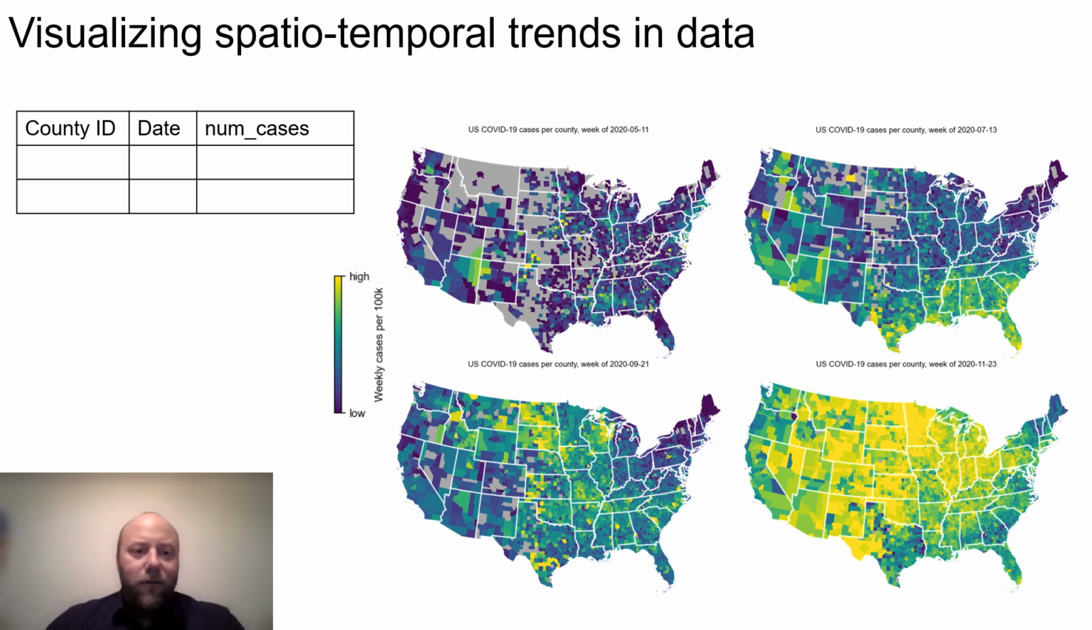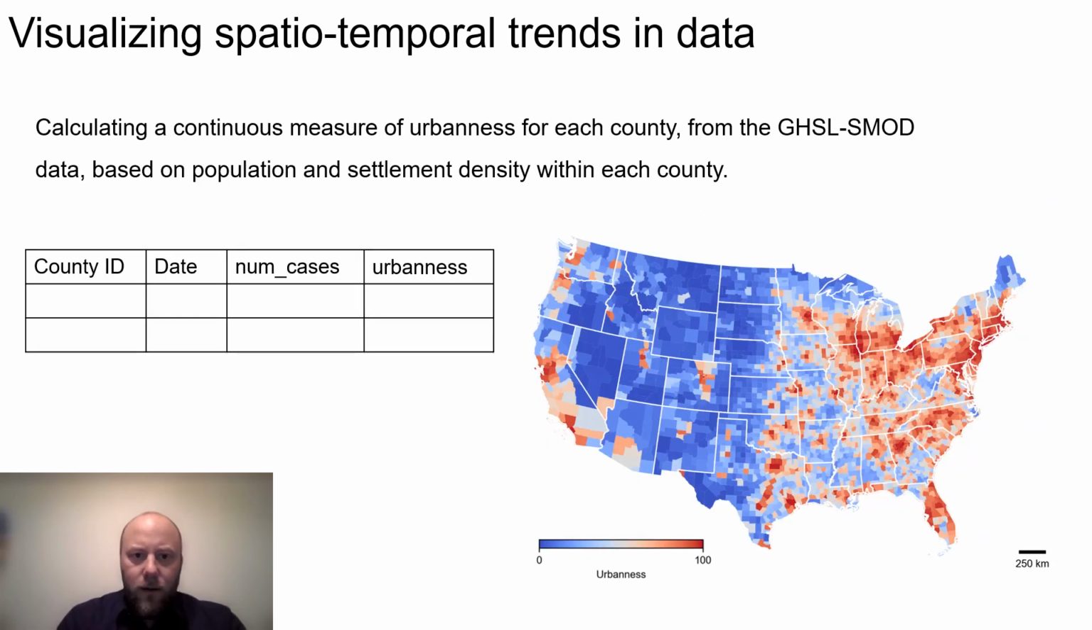So what you can see to the left is basically a schematic or illustration of the underlying data. So we have the county ID, we have the date, and we have the number of cases, right? So for each county and for each date, we have the number of cases and can generate these choropleth maps just using GeoPandas in this case. So it's all done in Python. What we do, we're interested in looking at how COVID has spread from rural to urban or vice versa.